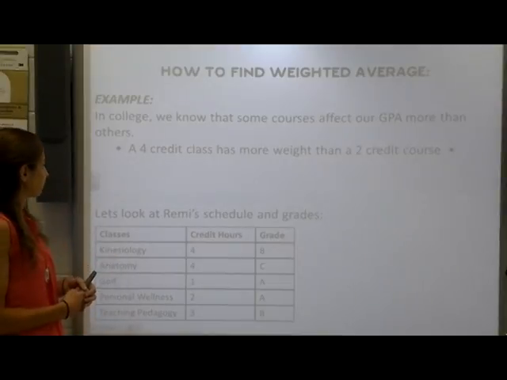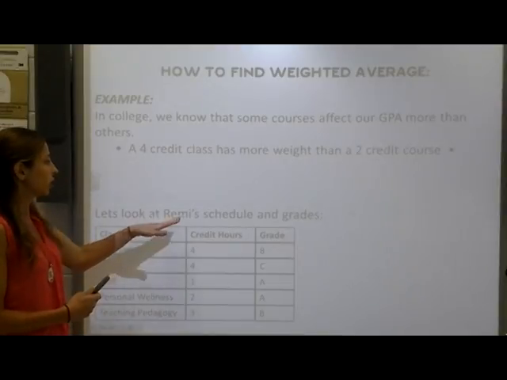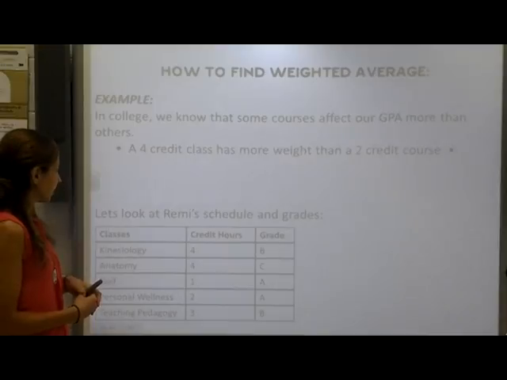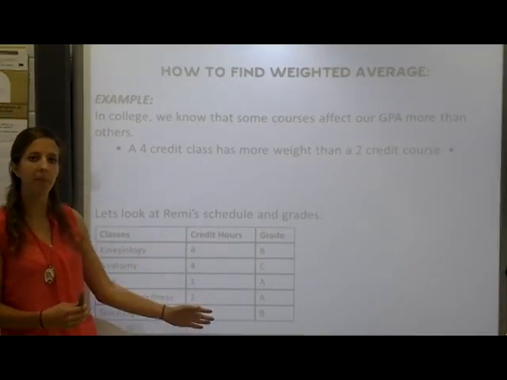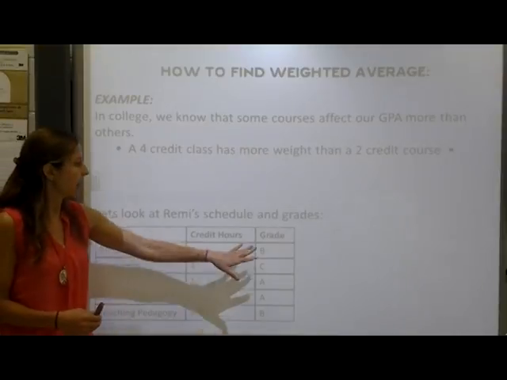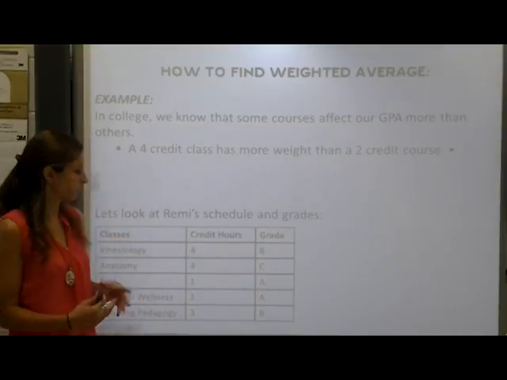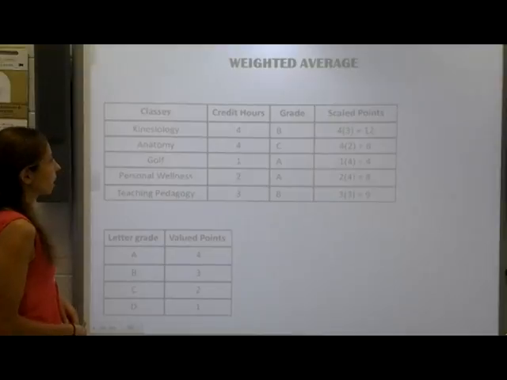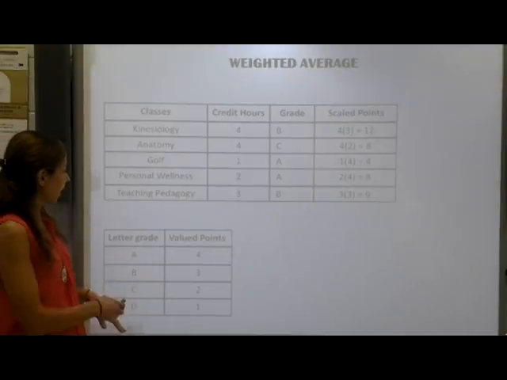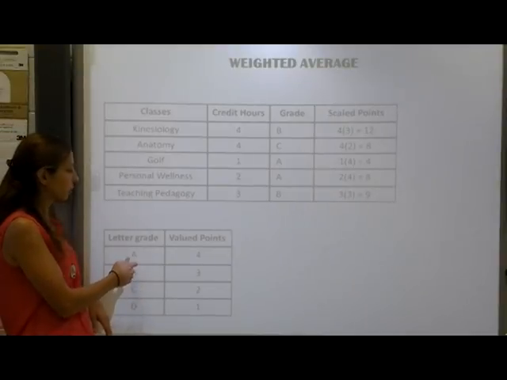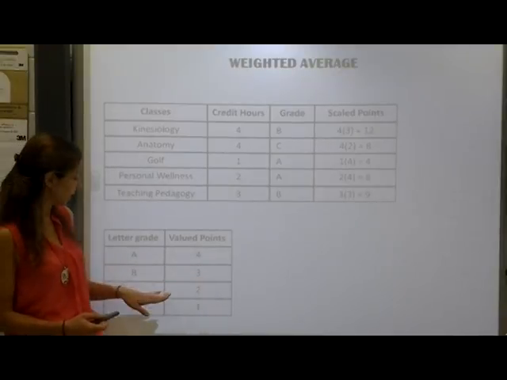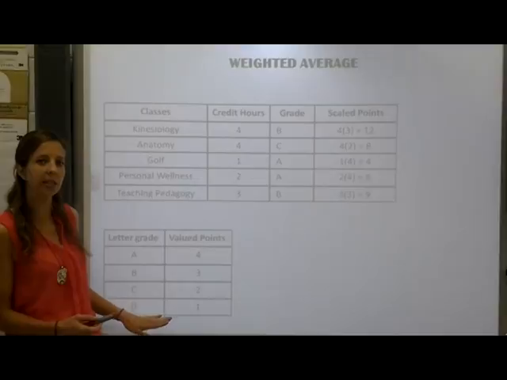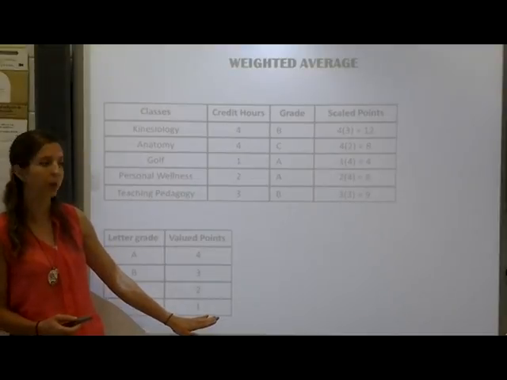We know that a 4-credit class in college has more weight on your GPA than a 2-credit class would. So here's the example. We take a look at Remy's schedule and her grades. She's taking 5 classes, each varying in the amount of credit hours. And then we have a list of the grades. We can see here how much each grade is worth. So an A is valued at 4 points, a B is worth 3, a C is worth 2 points, and a D would give you 1 point.